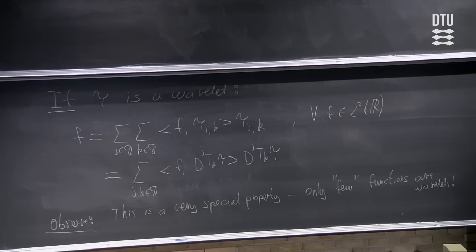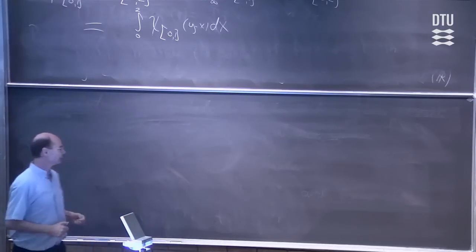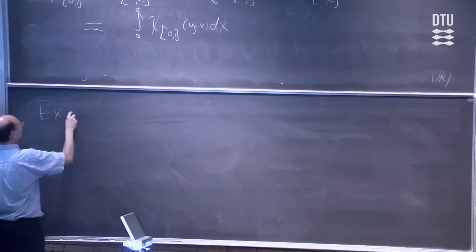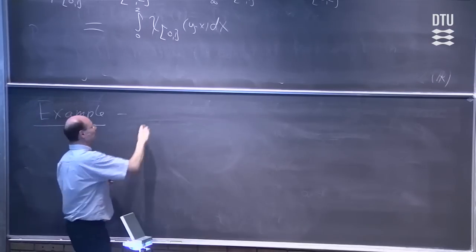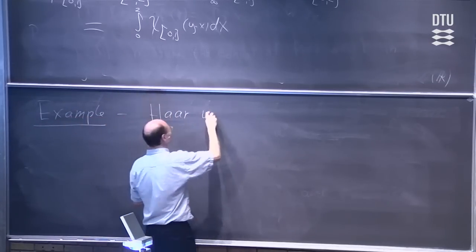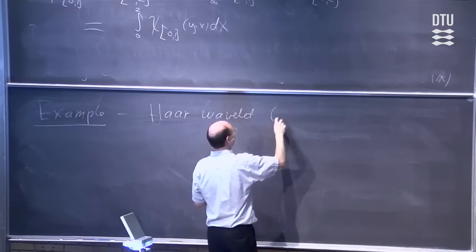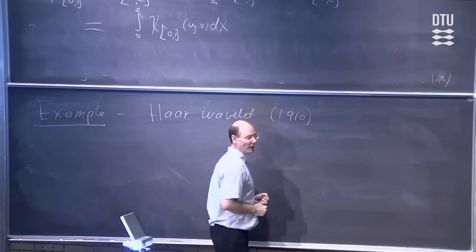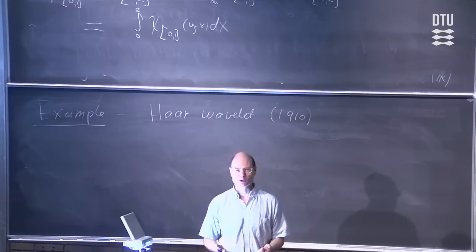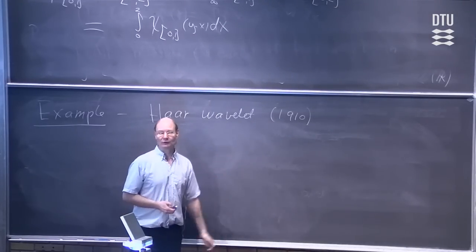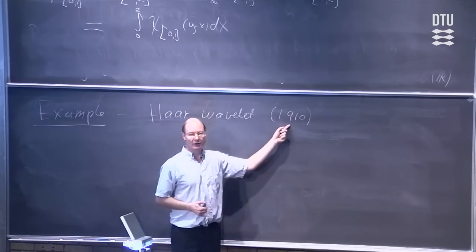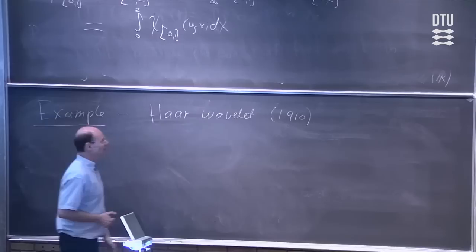So maybe we keep this. And the interesting thing is that this is actually a very old function that I'll show you now. So this is the so-called Haar wavelet, which goes back to 1910. So Haar, he was not at all interested in wavelets. He just wanted to construct an orthonormal basis for L2 of R. And it turns out that the way he did it was then the very first construction of a wavelet. So in 1910, there was nothing like wavelet theory yet. So it was just an example of an orthonormal basis.